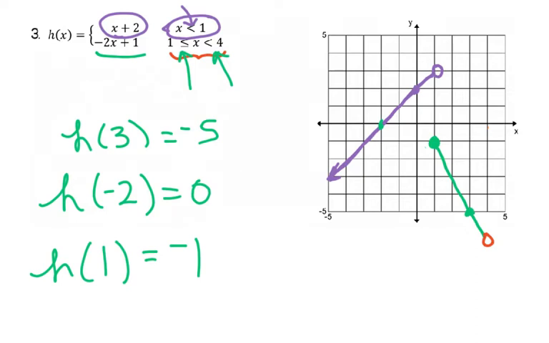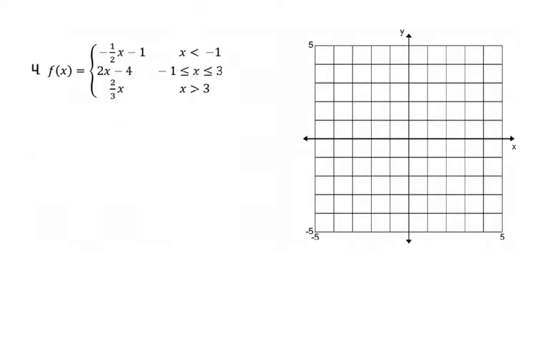So the function itself will look like pieces, and the evaluation is going to depend on what your input is. Okay, number 4. This one has 3 different pieces. So I'm going to have this line, this line, this line, and they have different domains. So if you look at what the domains are, I've got less than negative 1. So everything this side I'll do in purple.